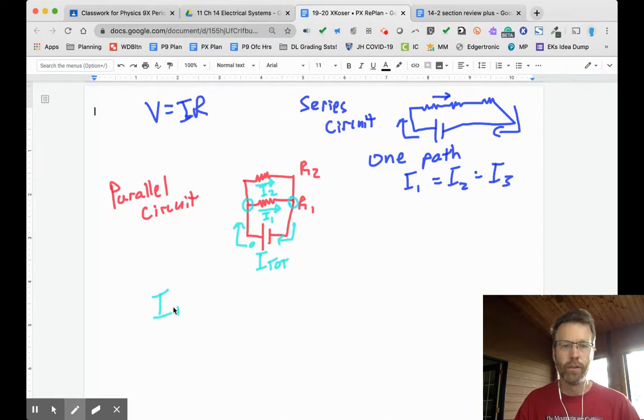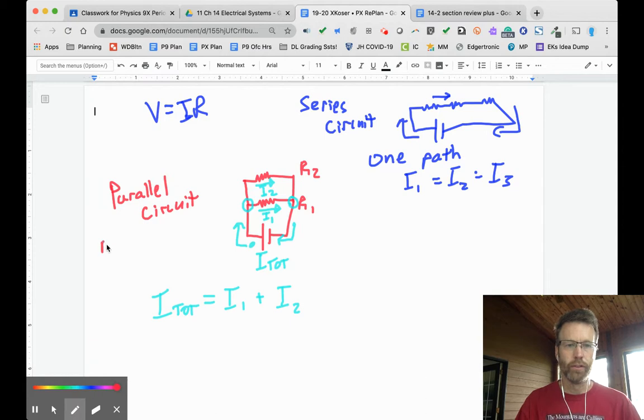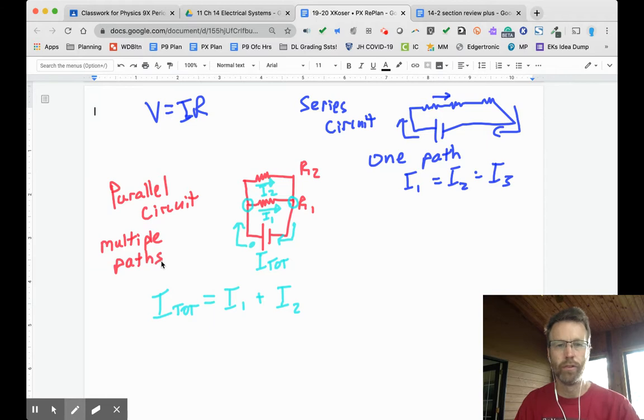The neat thing to notice is that if you take the total current and compare it to what goes through resistor 1 and resistor 2, because of these two little spots right here where things split and then come back together, we know that we have to take the current through 1 plus the current through 2 to get the current total. This is a neat idea. It just says the current from the battery splits up into multiple routes. Notice how that's different than in a series circuit where the current's the same everywhere because there's one path. So in a parallel circuit, we don't have one path, but we have multiple paths. That's the key difference: one path versus multiple paths.